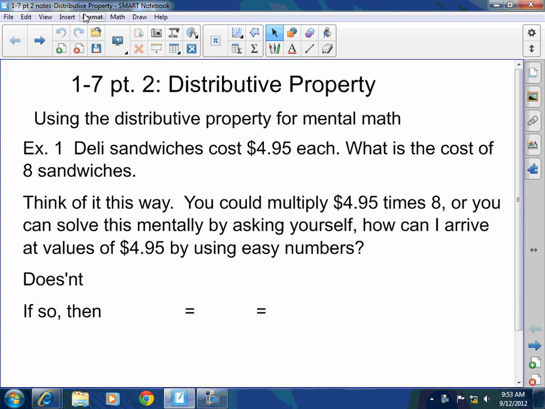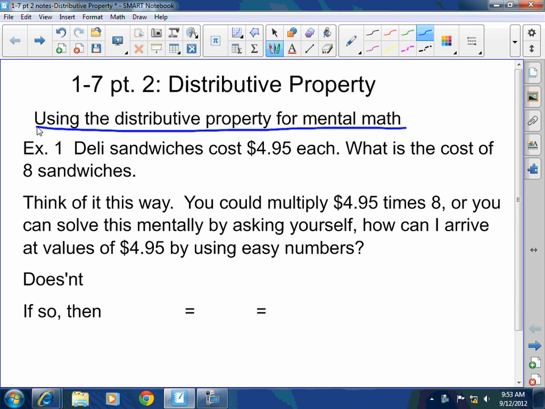Okay, welcome back to Mr. Mo's Algebra class. Today we're going to finish up the distributive property with 1-7 part 2. We're going to learn how to use the distributive property for mental math.